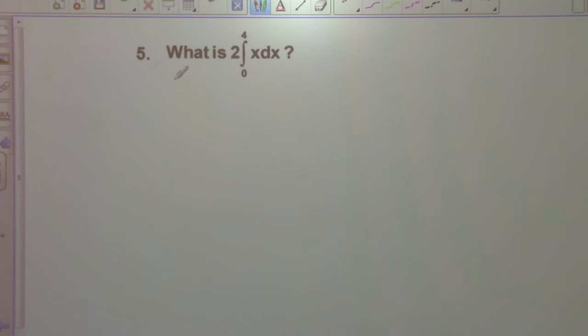9 fifteenths, all right. Last one here, what is 2 times the integral from 0 to 4 of x dx? Basically, what we're finding is the area under the curve, so the function is y equals x, so here it is, y equals x. And we're going from 0 to 4.